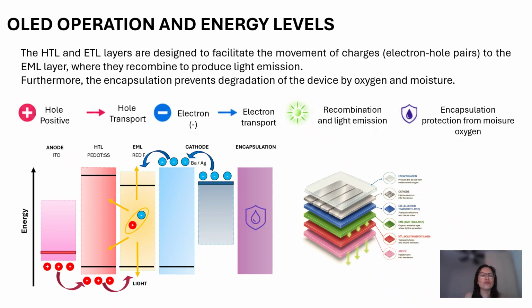In this case, the LUMO is the lowest unoccupied molecular orbital. It functions as the conduction band. In this case, it receives the injected electrons. On the other hand, the HOMO is the highest occupied molecular orbital. It functions as the valence band. It houses the holes, that is to say, the absence of electrons.